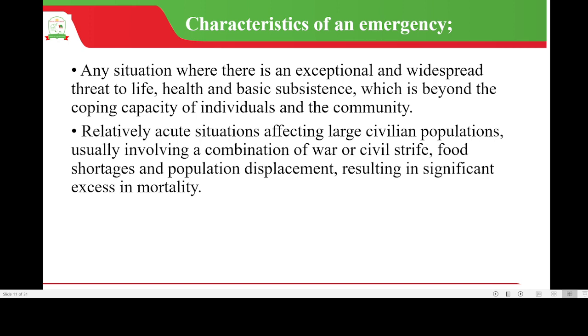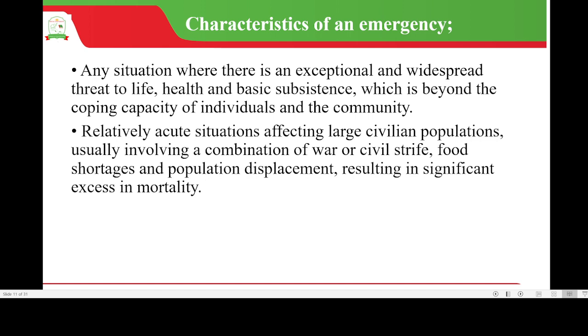So what are the characteristics of an emergency? So we are going to characterize emergency according to the various definitions that we have for what an emergency is. For example, any situation where there is an exceptional and widespread threat to life, health, and basic subsistence, and it is beyond the coping capacity of individuals and the community, may be referred to as an emergency. So this can be a general characteristic of an emergency.